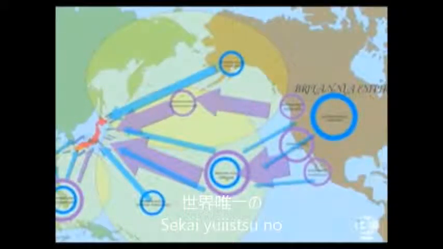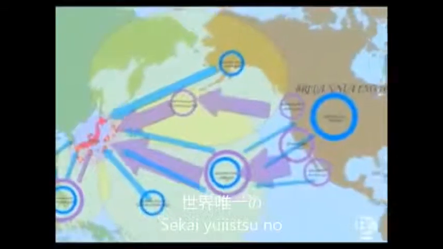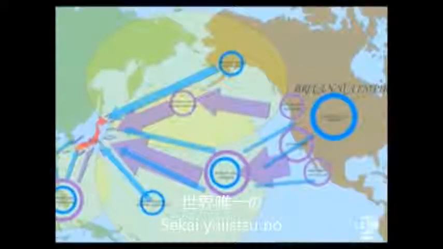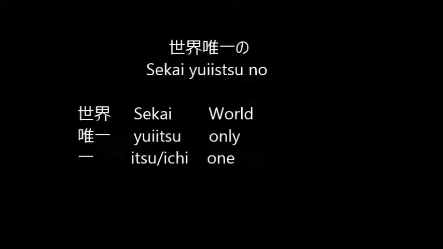Sekai is world, which is kind of important, so try to remember that one. Then there's yuitsu, or only. You can see how the second character means one, because only and one go together. One is pronounced itsu here, though when you're counting from 1 to 10, it'll be pronounced ichi. No is a particle, and it indicates possession. So here the superpower belongs to, or is part of, the world.